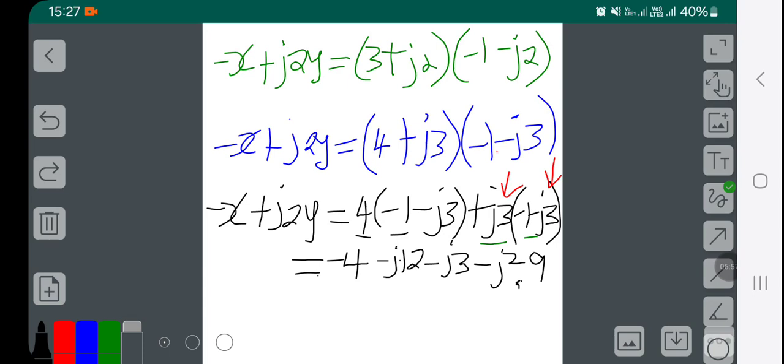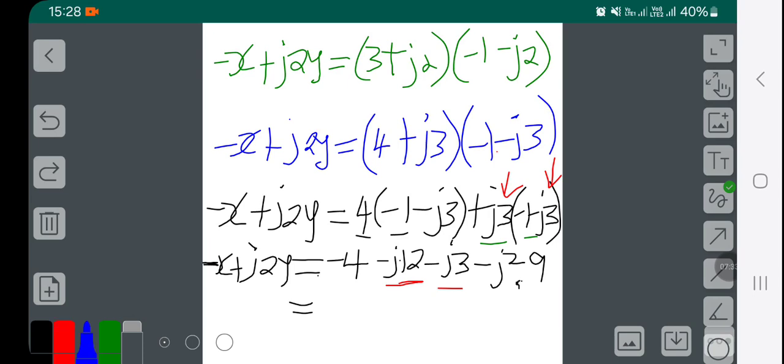So we are on this step, but on our left hand side, it's still negative x plus j2y. Don't forget that. Okay, that is it. Now let's focus on our right hand side. If you check on the right hand side here, we have like terms. Can you see that? Which are your like terms? Negative j12 and negative j3. So let's simplify those like terms to make it easy.